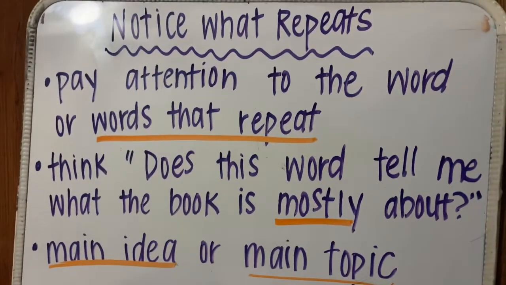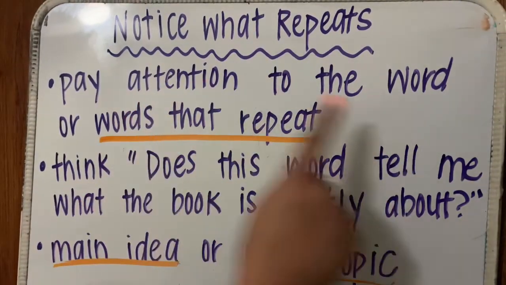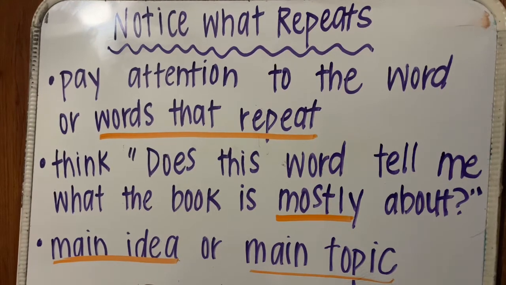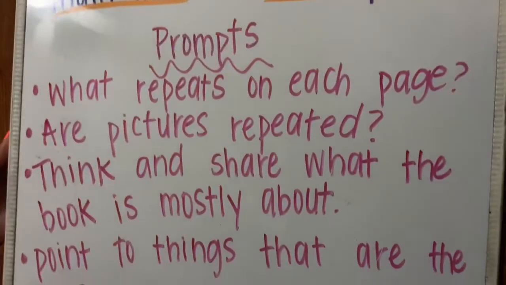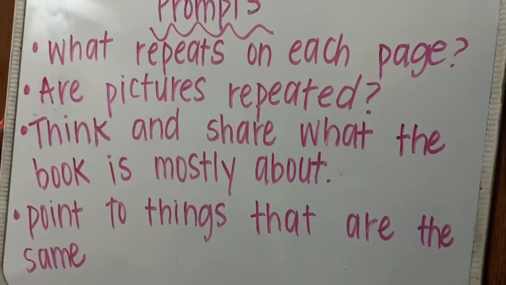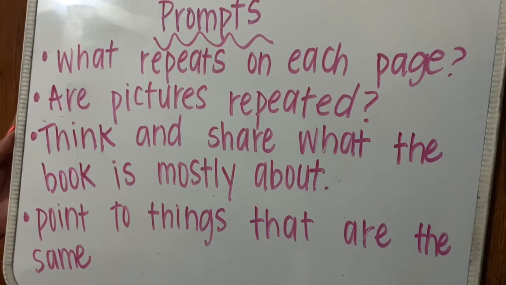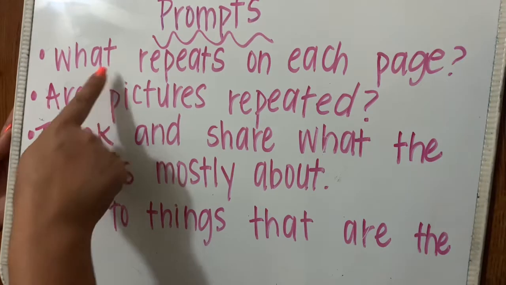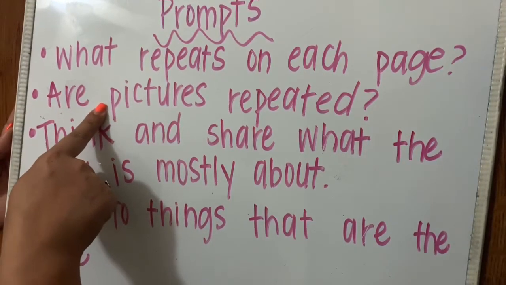Remember, you're going to pay attention to the word or words that repeat. You're going to think to yourself, does this word tell me what the book is mostly about? Because that's going to be your main idea or main topic. And remember your prompts, the questions and directions you can use to help yourself. What repeats on each page? What word do you see over and over again? Are there any pictures? Do the pictures repeat?